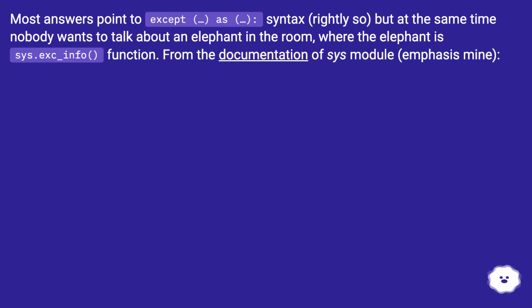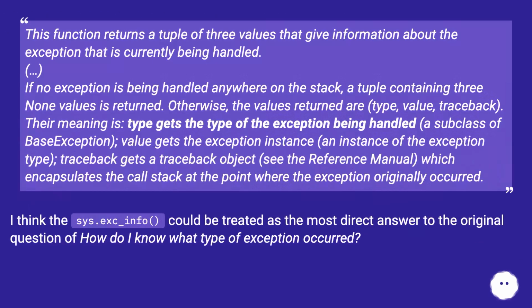Most answers point to the except ... as ...: syntax, rightly so, but at the same time nobody wants to talk about an elephant in the room, where the elephant is the sys.exc_info function. From the documentation of the sys module: This function returns a tuple of 3 values that give information about the exception that is currently being handled. If no exception is being handled anywhere on the stack, a tuple containing 3 None values is returned. Otherwise, the values returned are type, value, traceback.